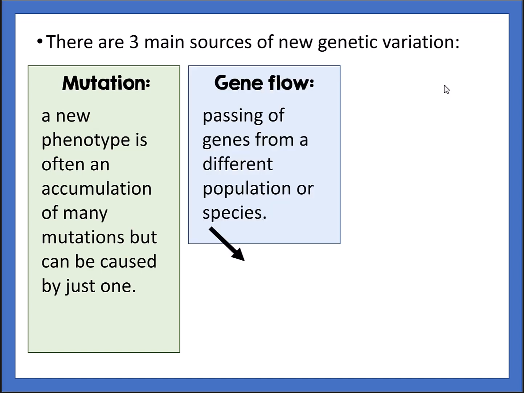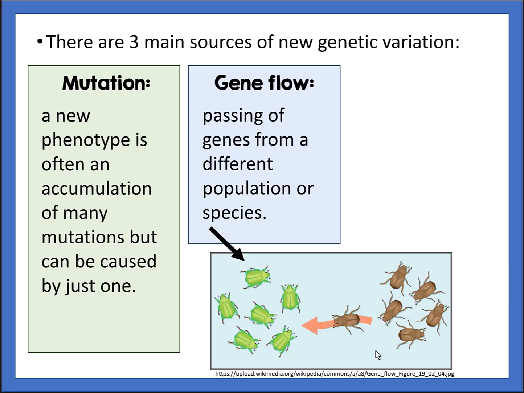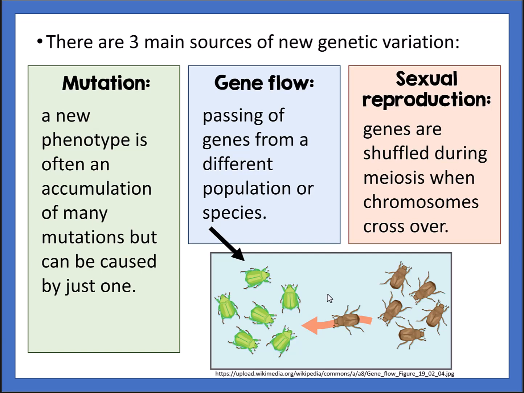Gene flow is a second source. This is the passing of genes from a different population or species. So one population receiving a new individual or a new phenotype from a different population. These would be the same species, but the variation would be different in these two populations. And third, sexual reproduction, in which genes are shuffled during meiosis when chromosomes cross over. That shuffling can create a new phenotype.